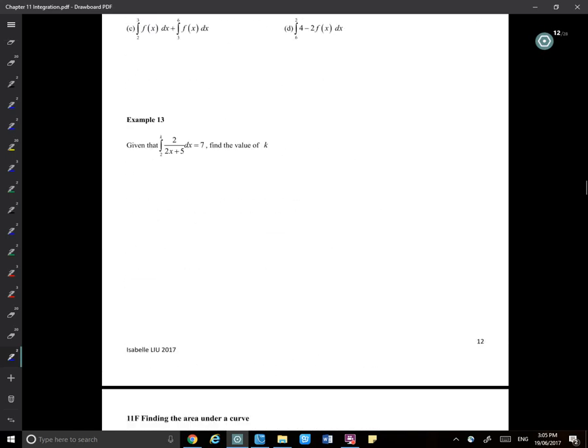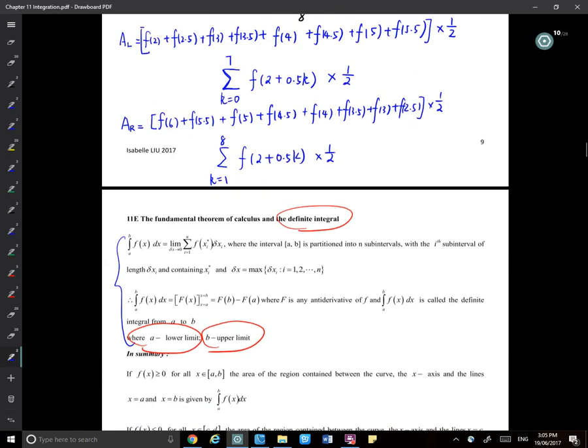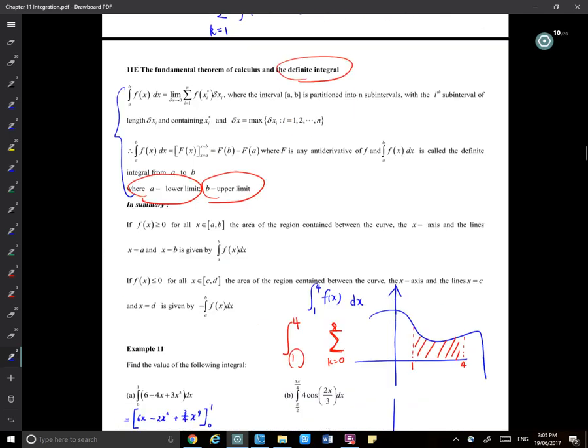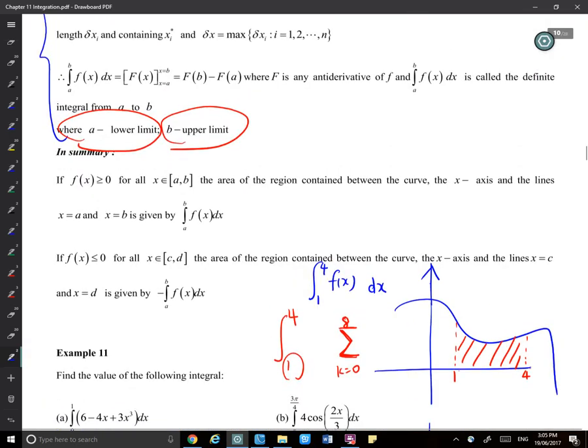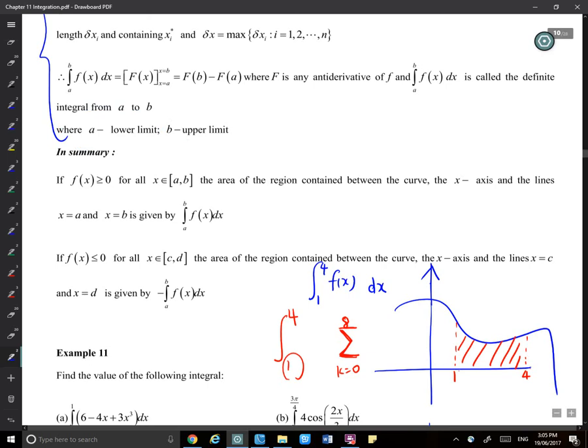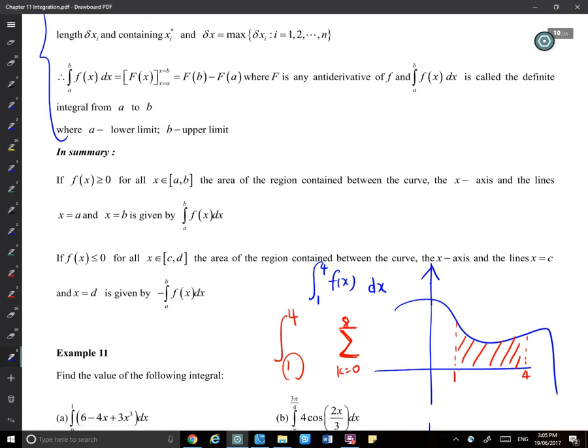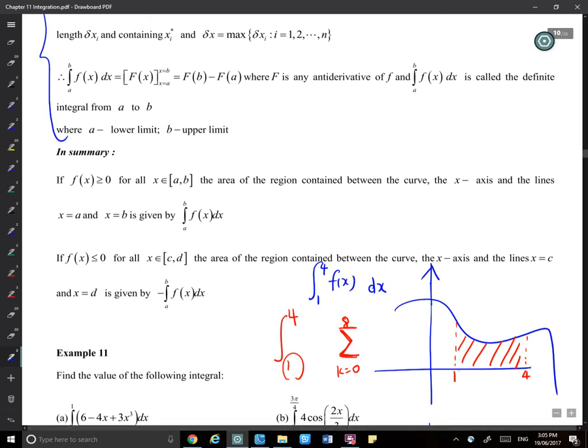What I want you to have a look at is this bit. In summary, if f(x) is greater than 0 for all x belonging to a to b, the area region contained between the curve, the x-axis, and the lines x equals a and x equals b, we will have that. So what does f(x) greater than 0 mean? It's everything above the axis from a to b. That will give you a positive area.